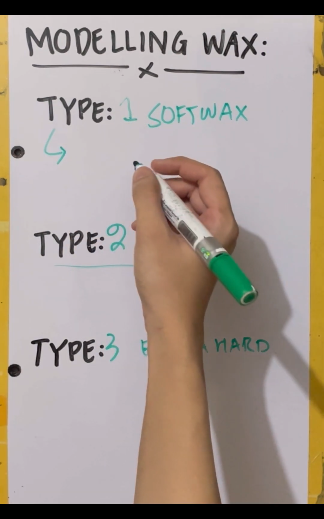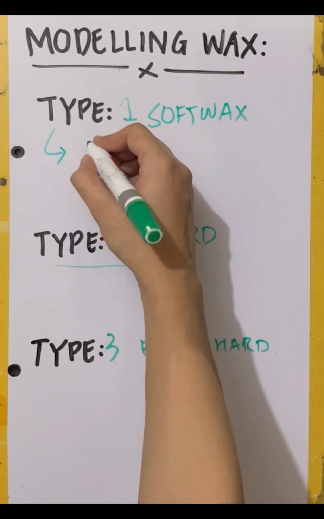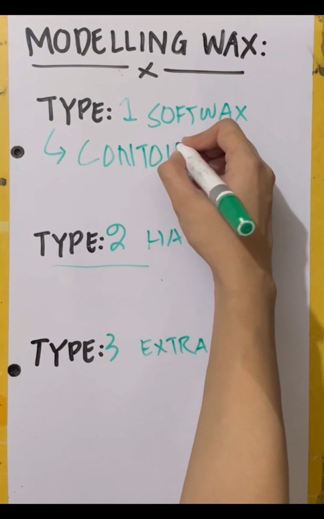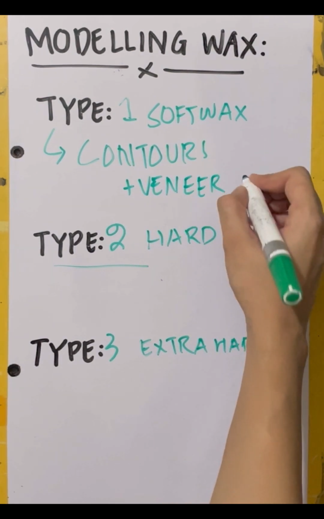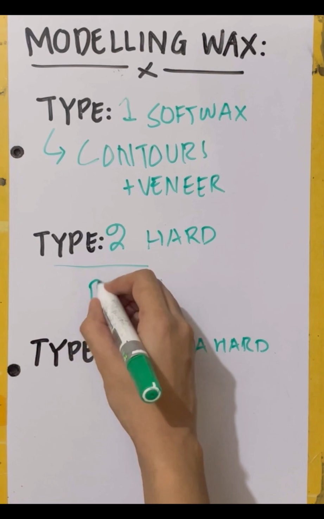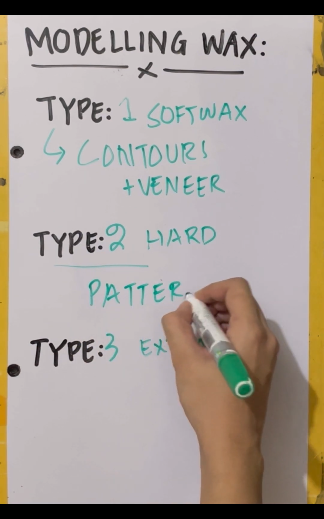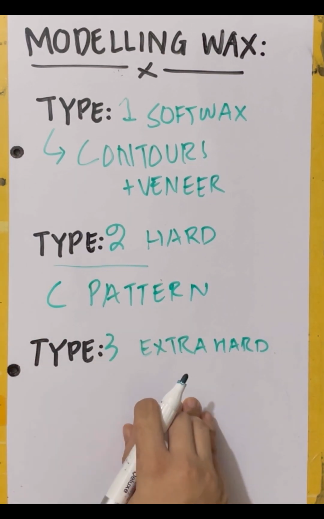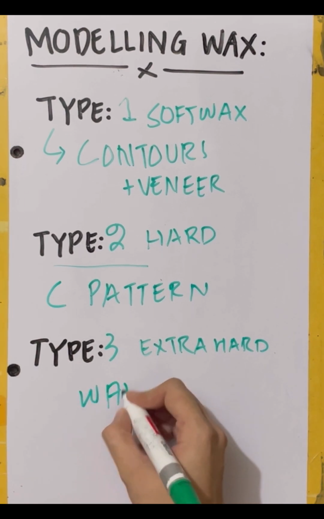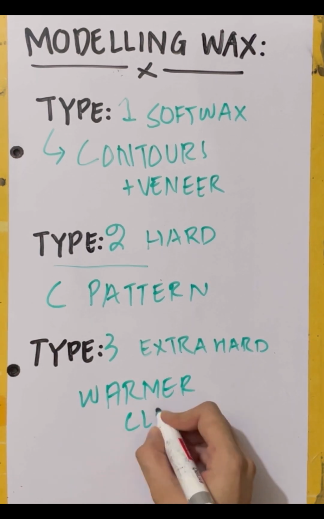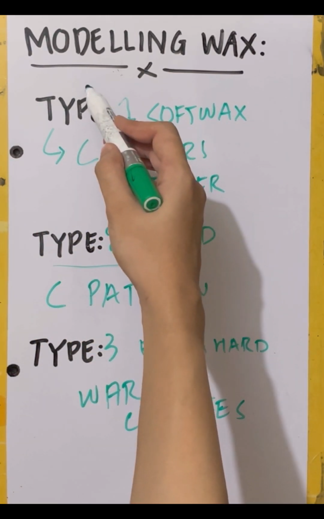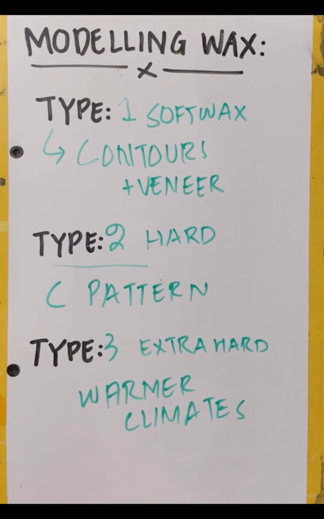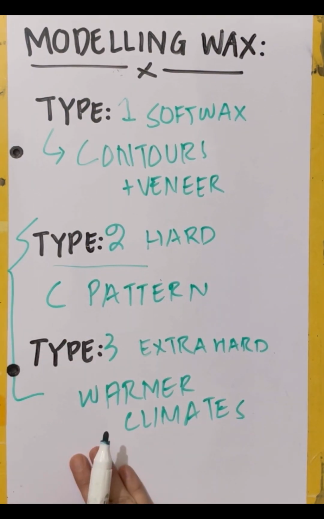Type 1 is used for building contours and veneers in the lab, while type 2 is used to make patterns, and type 3 is used in warmer climates. Type 1 is basically hard at room temperature and soft at mouth temperature, while types 2 and 3 soften and distort if left in the mouth for more than a few minutes.